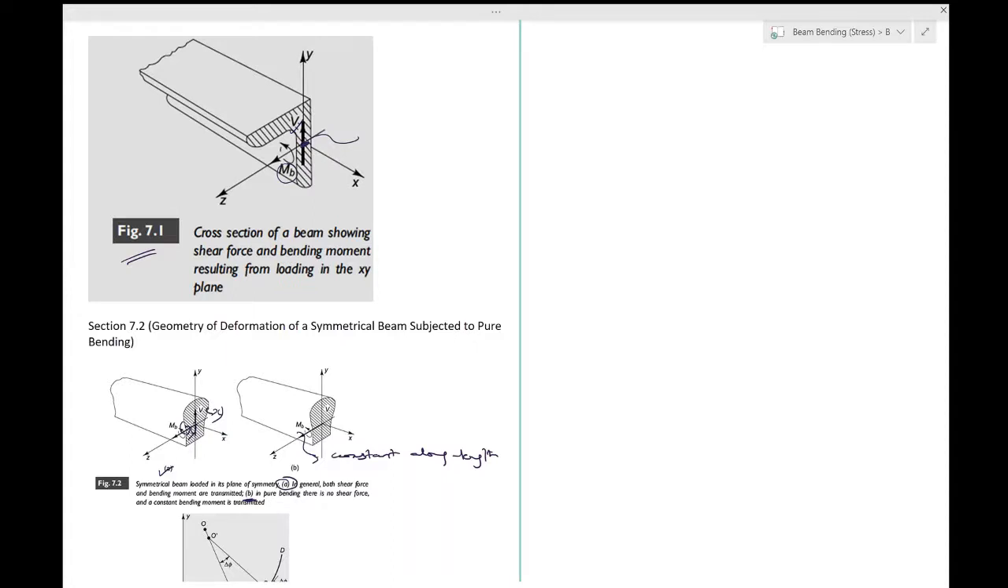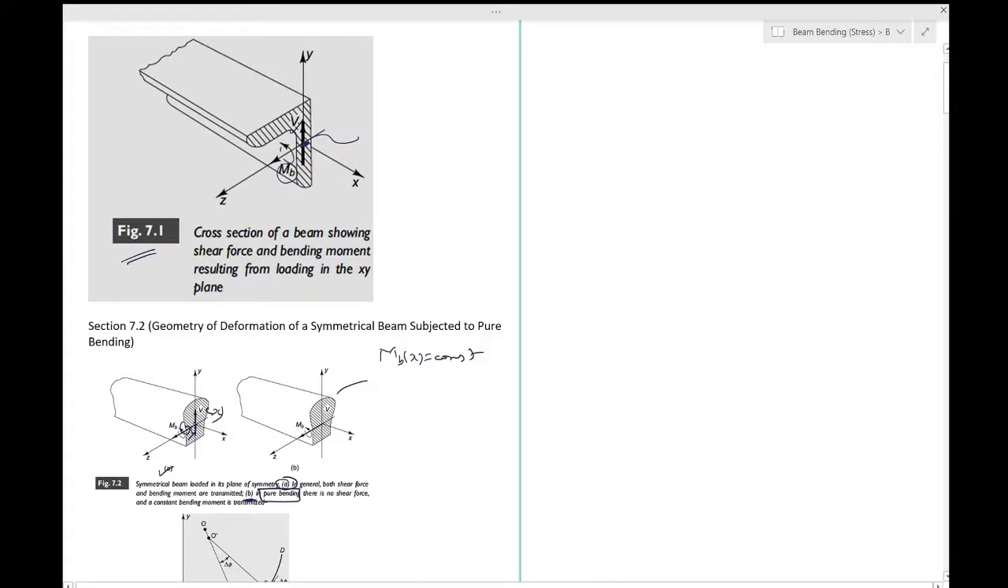Okay, in this chapter we restrict our study to this case in which the beam transmits a bending moment which is constant along its length. So this is constant, so over here M_B of x is constant. Okay, so this case is called pure bending.